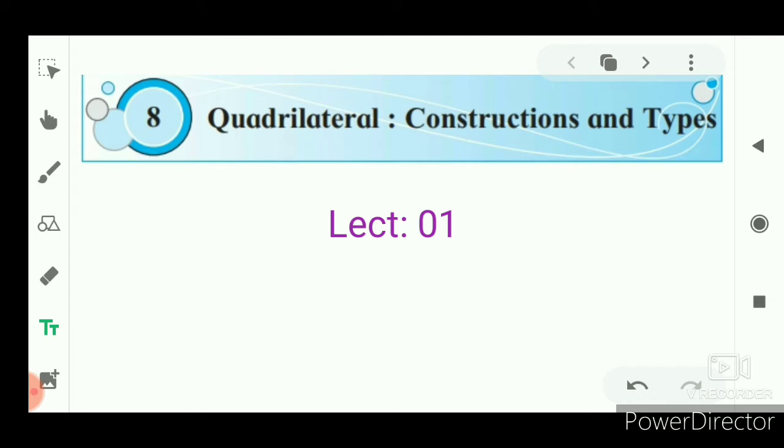We have completed the 7 units and from today we are going to start unit number 8, that is quadrilateral and its construction and types. So first of all, let's see what a quadrilateral is.